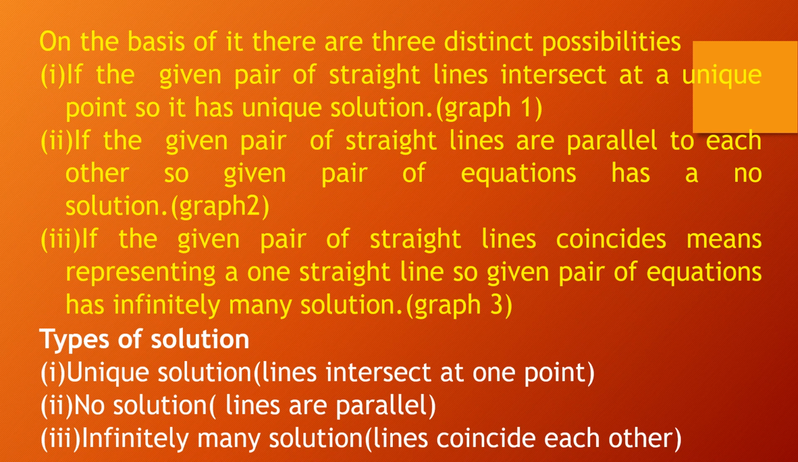If the given pair of straight lines coincide, meaning they represent one straight line or overlap each other, the given pair of equations has infinitely many solutions. Graph number 3 represents that condition. Now from all of this we get three types of solutions graphically: first the unique solution, second the no solution, third the infinitely many solutions. A unique solution exists when lines intersect at one point, no solution exists when lines are parallel, and infinitely many solutions exist when lines coincide.